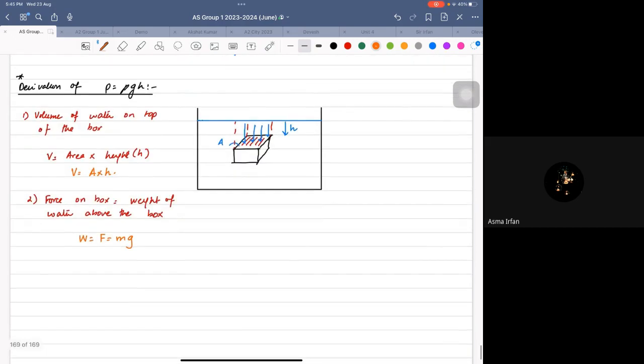The third step in this derivation would be knowing that the pressure on top is going to be P equals force over area. Now, we know that force here is mg and area we can write as volume over the depth from this part. Can I do that?